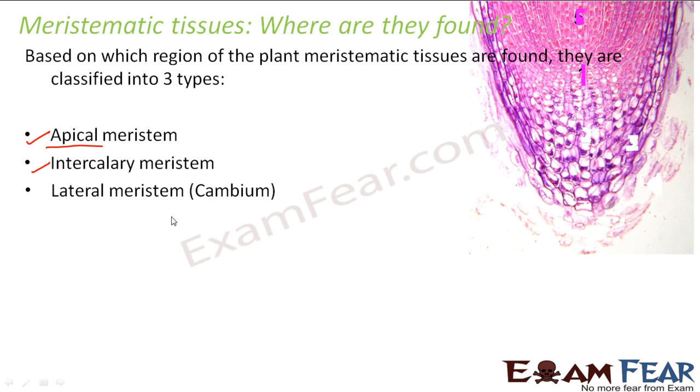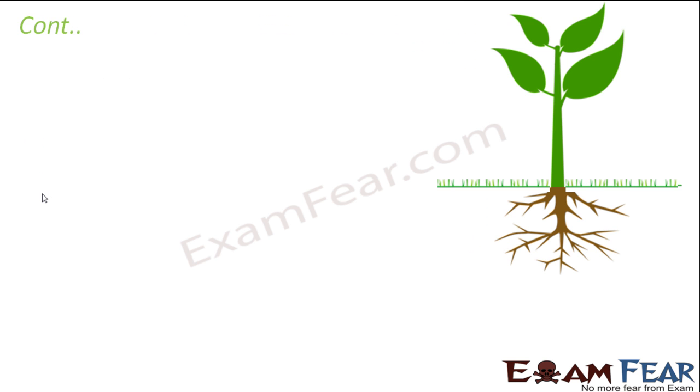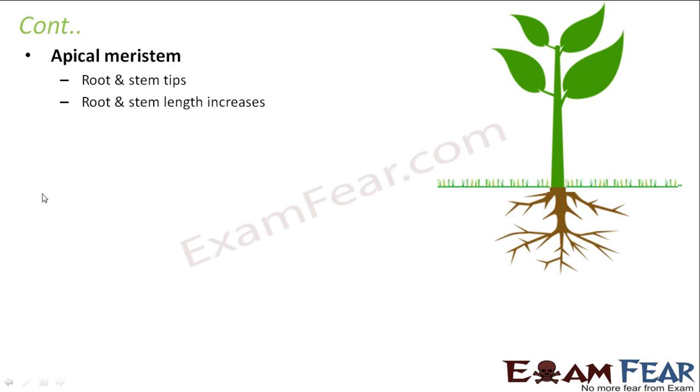Then we have lateral meristem. So maybe these kinds of meristem are situated laterally. Laterally again decides the position of something. Now let us have a quick look at the next slide to see what these 3 types of meristem are. Let us first look at the apical meristem.